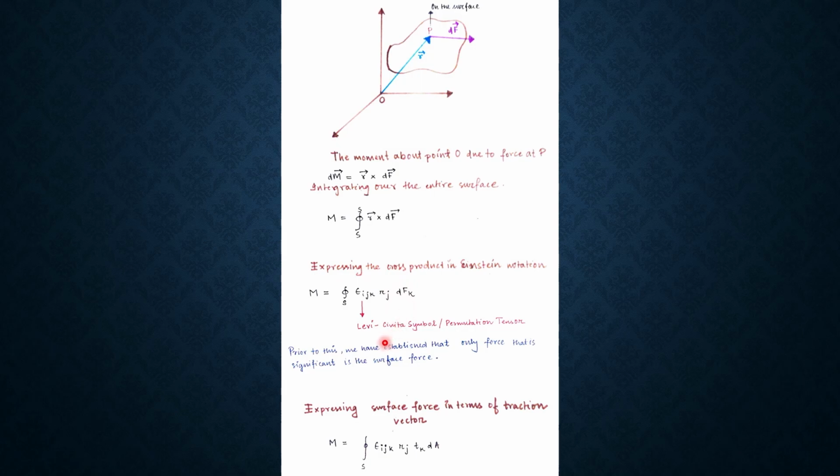And prior to this, we have established that the only force that is significant is the surface force. So the dfk invariably becomes a surface force. We don't need to take all the forces to calculate the moment. So we can replace the dfk over here in terms of a traction vector: epsilon ijk rj tk into dA.